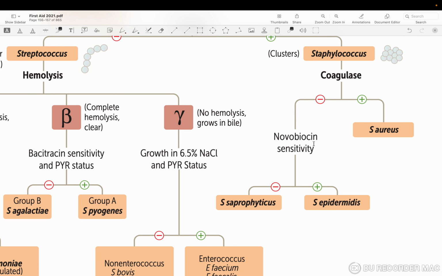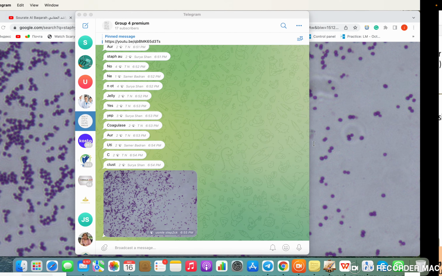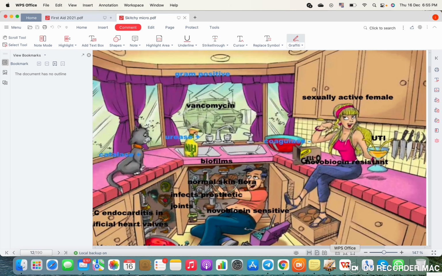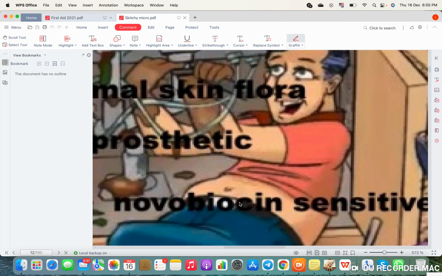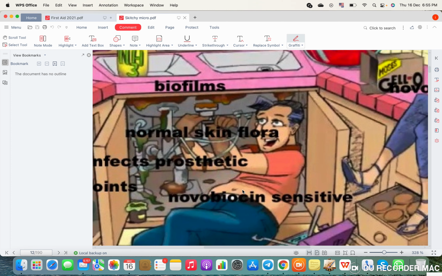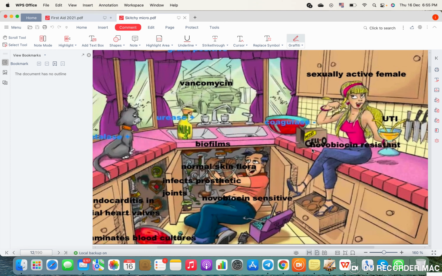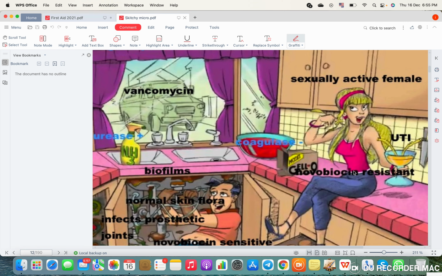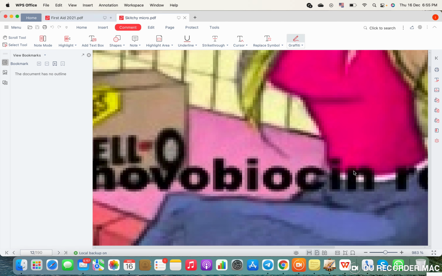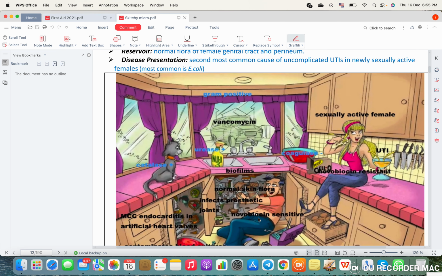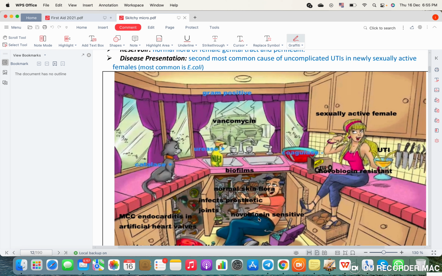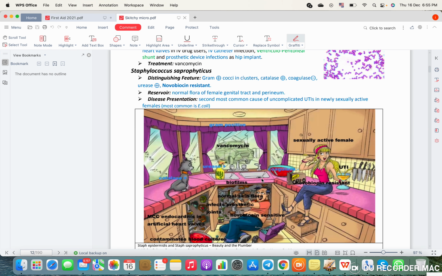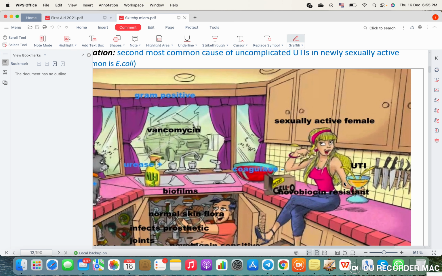There is novobiocin sensitivity, if it is sensitive or not sensitive. If we speak about novobiocin, exactly the belly button, the navel. If you take a look at this guy, it's exposed, so he's novobiocin sensitive. While in the lady, her navel is covered, so she is novobiocin resistant. Her navel is resistant, while the guy's navel is sensitive. Okay, so that's a way to differentiate between the two. Look at this lady having UTI.